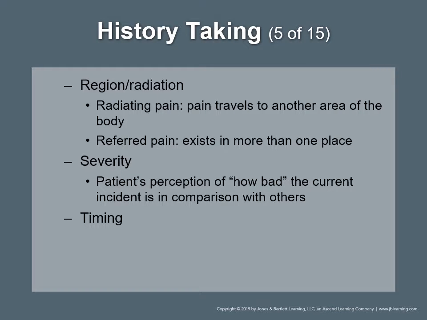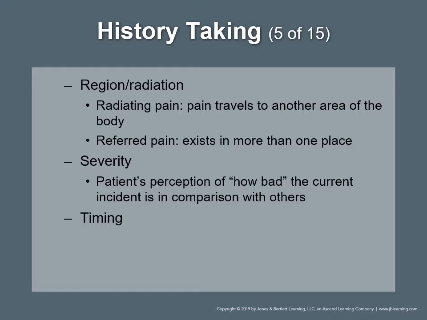Okay, OPQR. So let's talk about the R. Now this is region and radiation. So the region is, where is it hurting? And radiation can be pain that, say it started in my chest and now it's moving to my left arm and my jaw. So that is radiating pain. It's a trail of pain to a different part of the body.